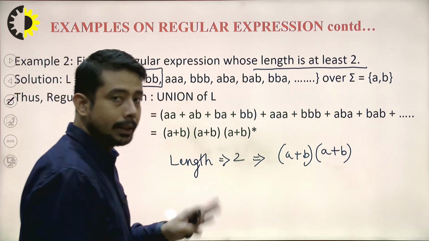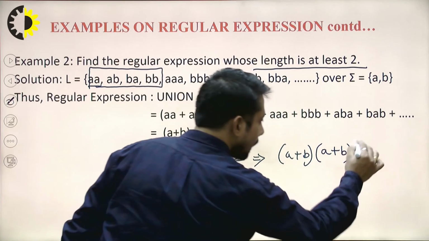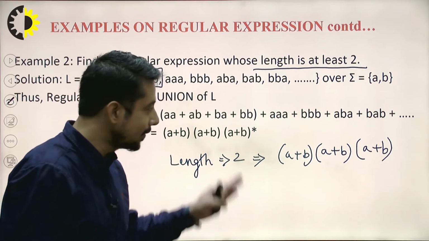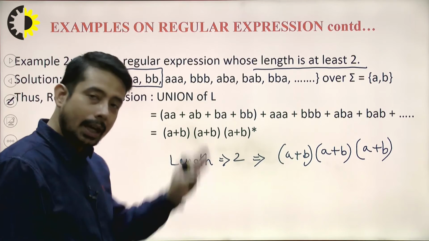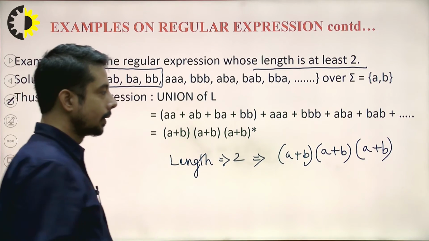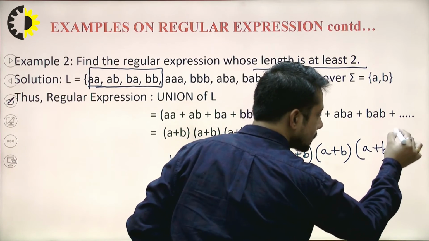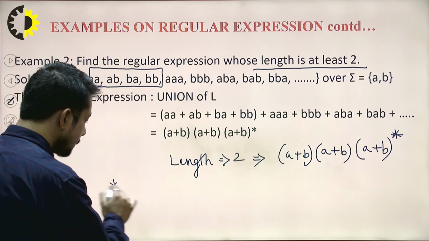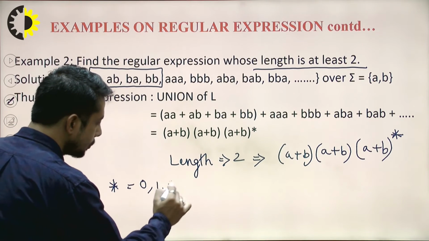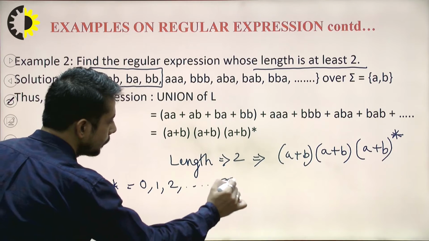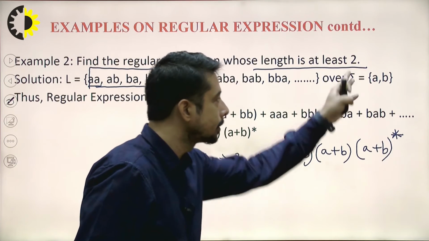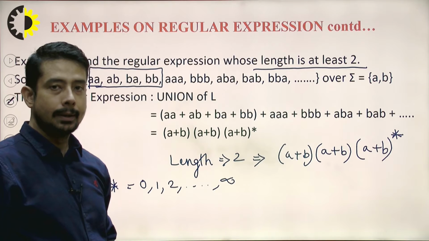After that, it can be n number. So can I take A plus B? And do I have to write the entire expression n number of times? I won't be writing it, right? What I will be doing is that I will just put over here the Kleene closure. Now we know Kleene closure ranges from 0, 1, 2, up till infinity, and this power will help you find the entire expression until it becomes infinite. Correct?